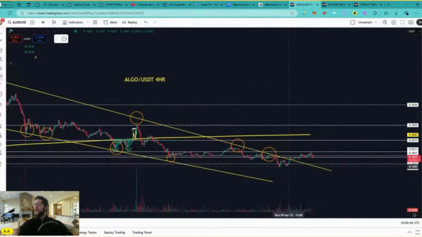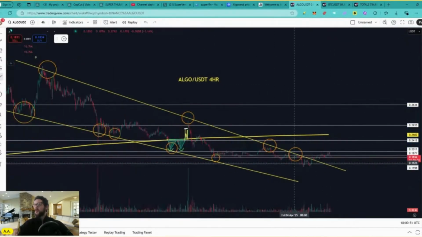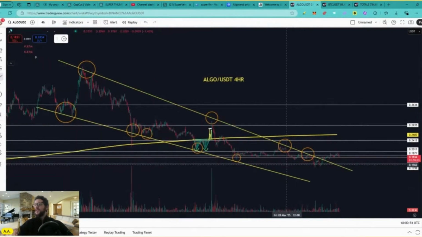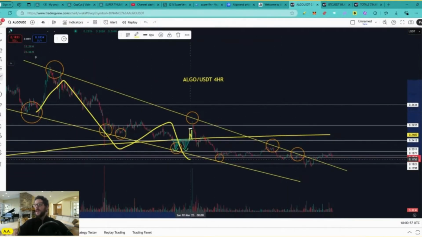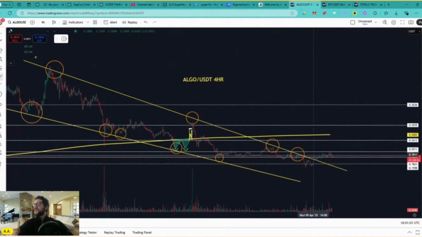As you see here, Algorand has broken out of this downtrend, and therefore, this can potentially be the beginning of a change of trend from a downtrend to an uptrend. After the breakout, Algorand hasn't done much. It has been consolidating. And that's because the crypto market as a whole, guys, has been really choppy lately.